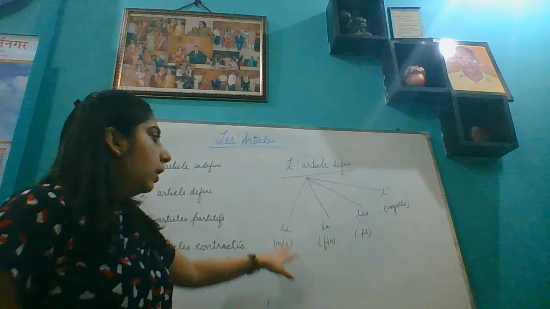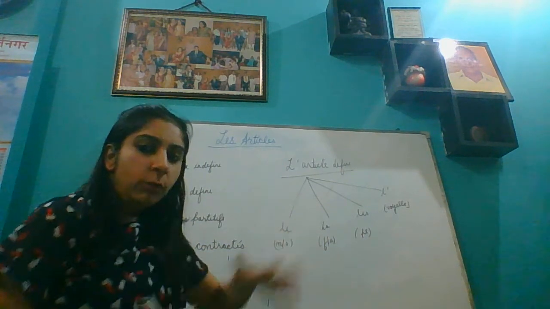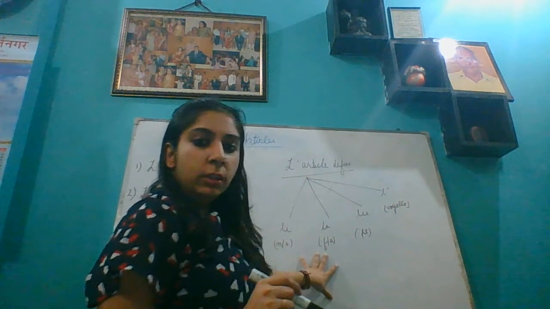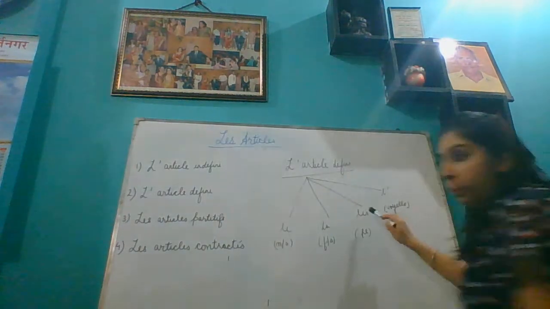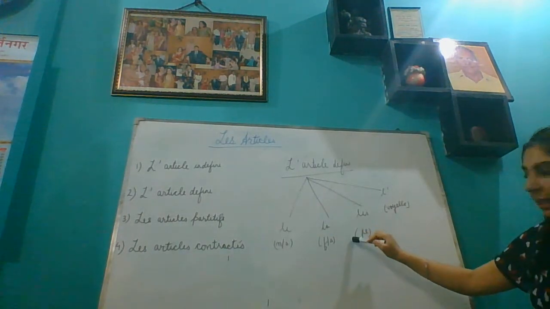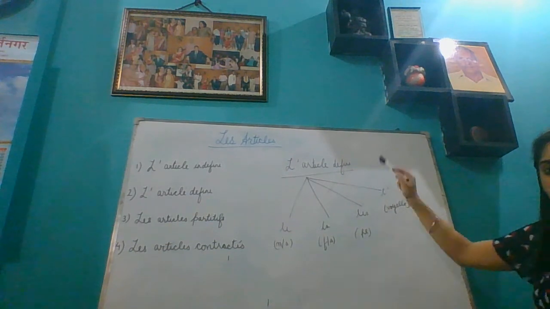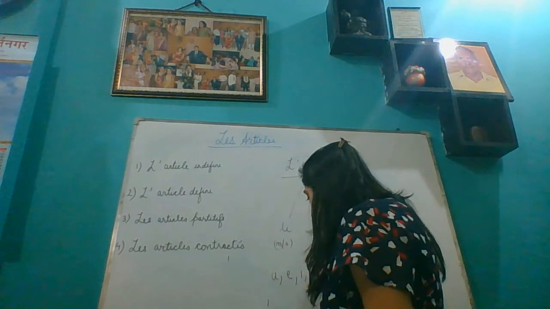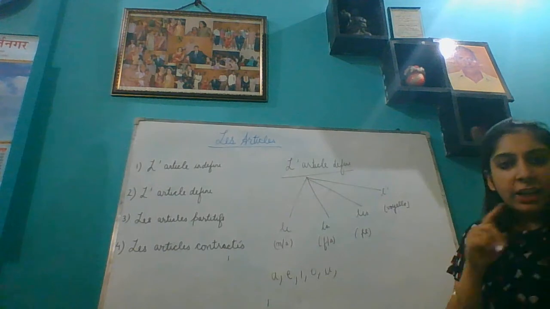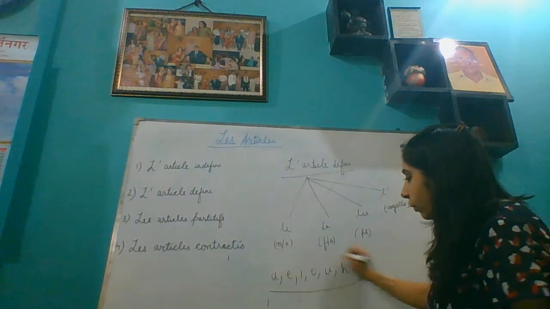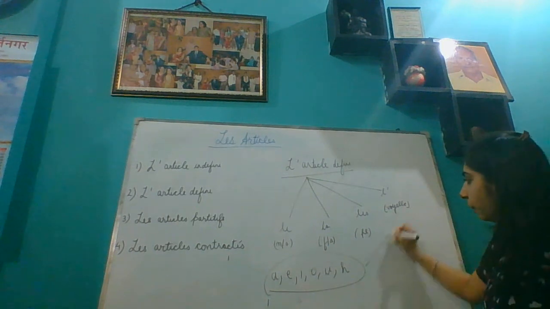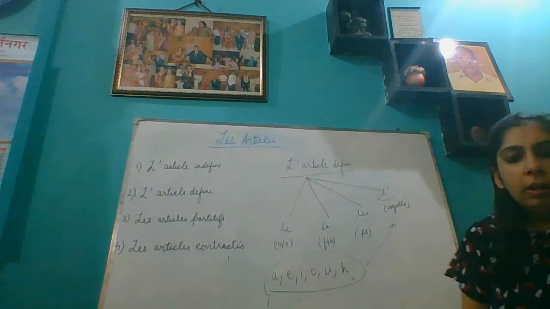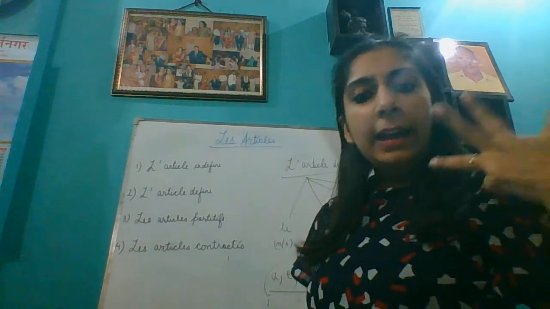Let's see how it works. Le is used with masculine singular. If the noun is masculine singular, we will use le, L-E. If the noun is feminine singular, we will use la, L-A. Moving ahead, if the noun is plural, we will use les, L-E-S. And if the noun starts with a vowel, we use l'apostrophe. I should mention the vowels in French are A, E, I, O, U, similar to English, but with one addition, that is H. So A, E, I, O, U, H are the vowels. Whenever we talk about vowels, the nouns starting with all these letters will have the article used with the vowel. Le, la, les and l'apostrophe.